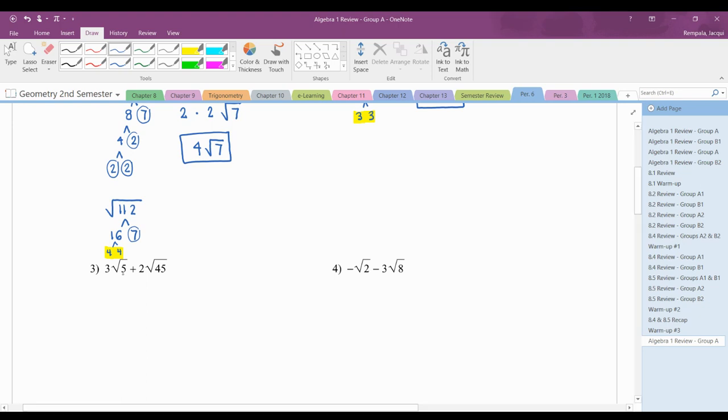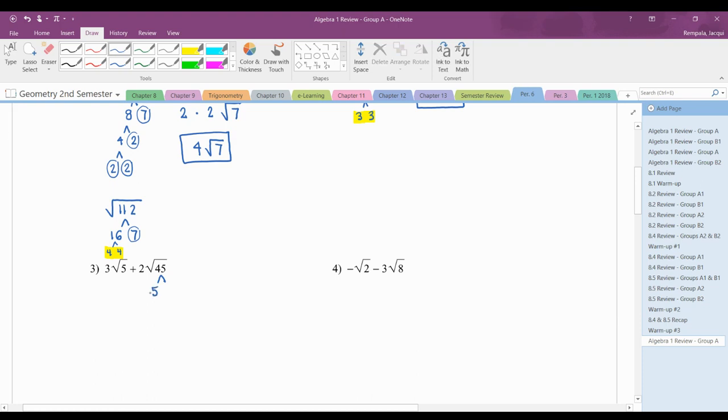Well, if you notice that the 5 underneath that first radical, that's a prime number. The only way to multiply to 5 is 1 times 5. So that means I'm not going to be able to break that up. And so that 3 root 5 is going to stay as it is. But since I can't break up the 5, I'm hoping that I can break up the 45 and get it where I end up with a 5 under the square root.